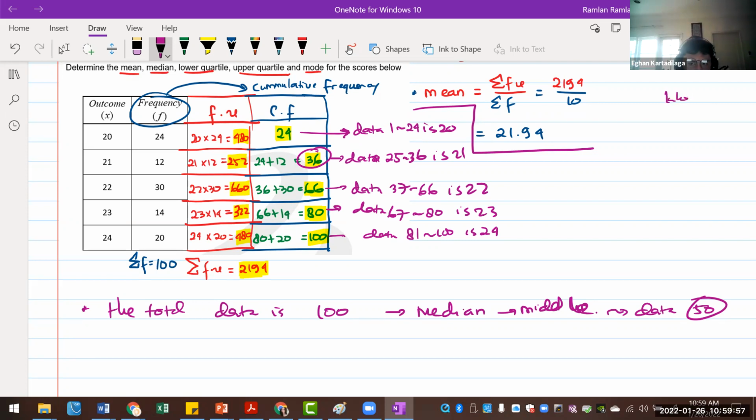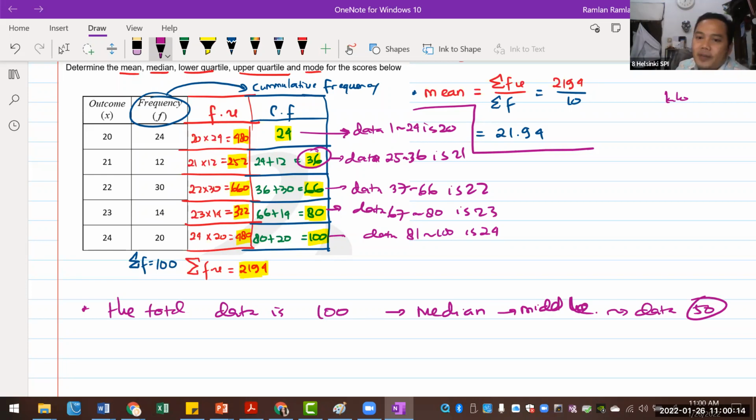Because it's an even number, the total amount of frequency. Yeah, that's right. Thank you again. Remember guys, if you have an even number of data, there will be like two medians. Not two medians, actually the median is in the middle of two values.